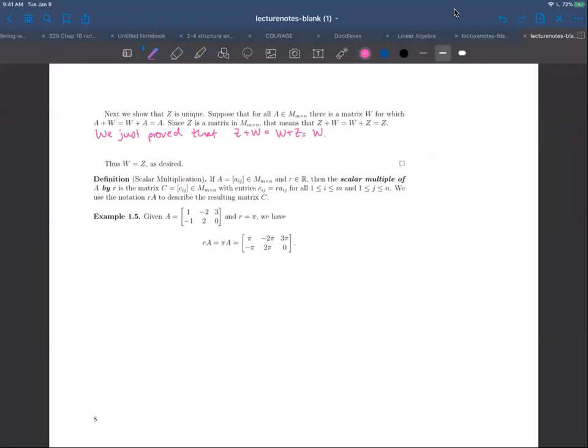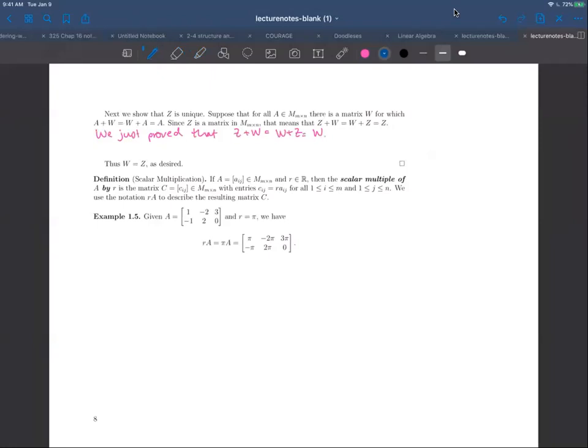Okay, there are a couple more operations that we have here. We've got scalar multiplication. So I can take a matrix A, multiply it by a scalar R, and get a new matrix. If I look at the example, I took a matrix A, I multiplied it by the scalar R, which is pi. And all I'm doing is taking all of the entries of A and multiplying them by pi.